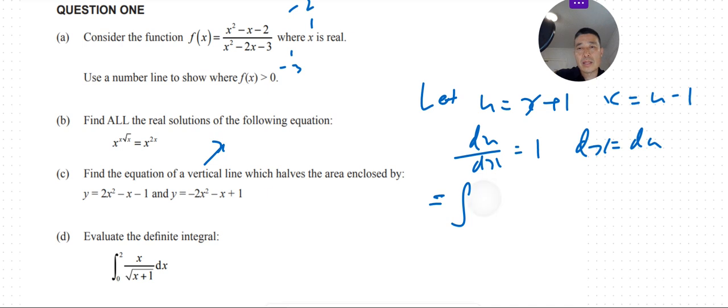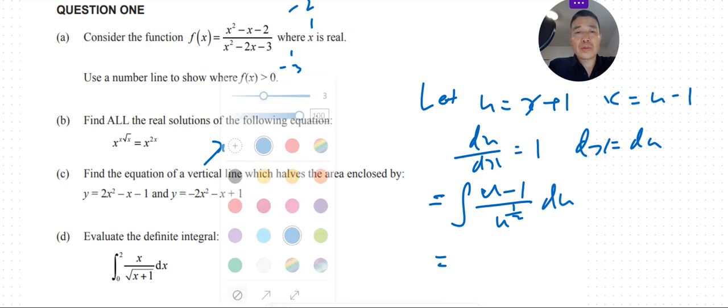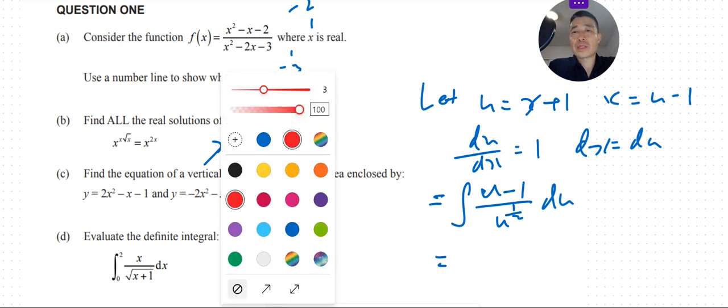So I write that u minus 1 over, what's the square root of x plus 1? That should be square root of u, which is u to the power of half, and dx becomes du, right? That's how you use the substitution rule, I mean. Then we have to split this that way and that way, right?